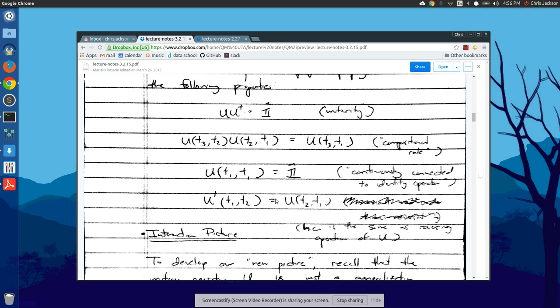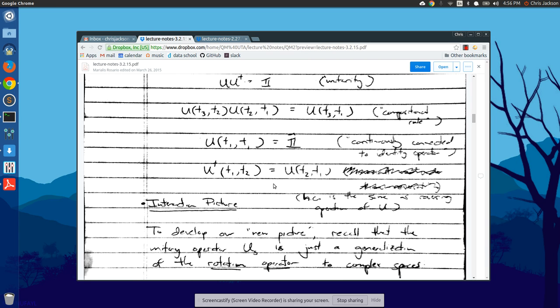These things are called continuously connected to the identity operator, meaning that if I take the limit of T2 goes to T1, this thing better just reduce back to the identity operator, right? And then finally, this hermiticity rule, which says that the Hermitian conjugate is the same as reversing the operation of U. So in other words, if I take the time evolution from T2 to T1, but take the Hermitian conjugate of it, it's the same thing as taking the time evolution from T1 to T2.